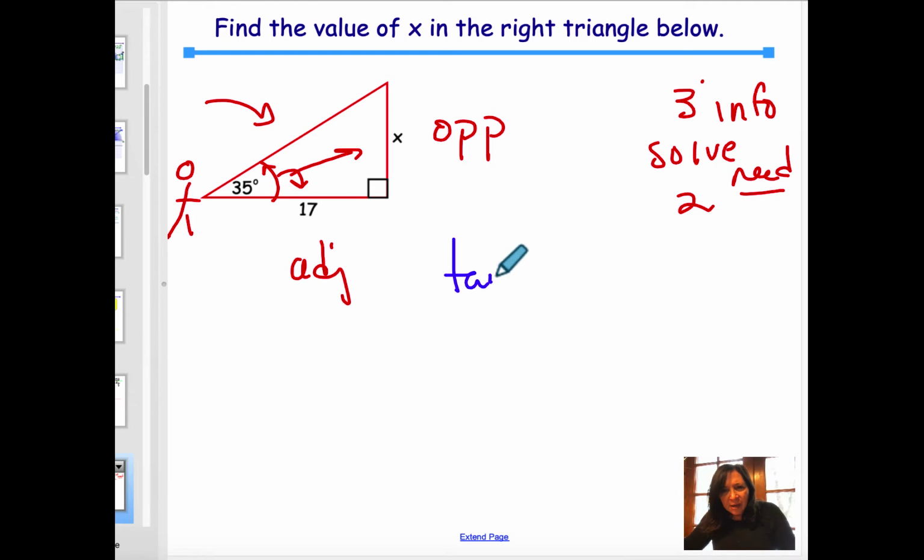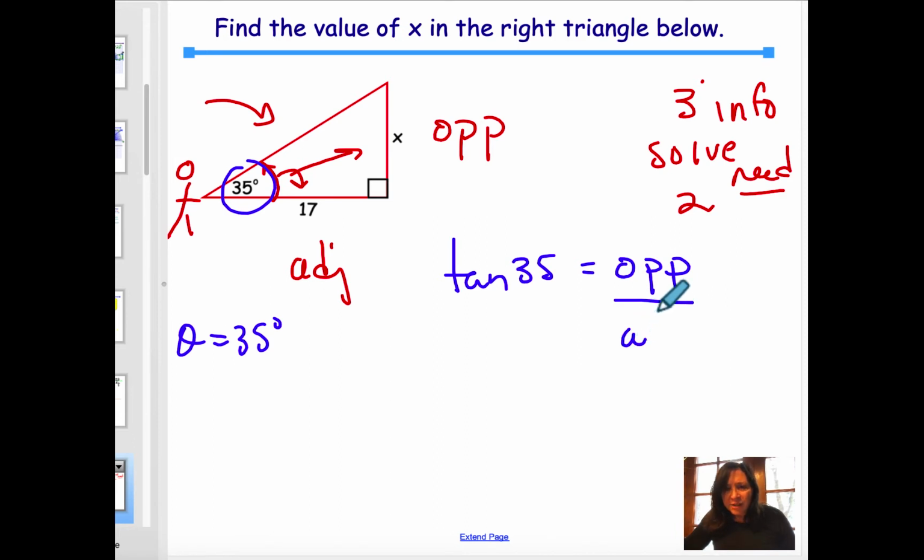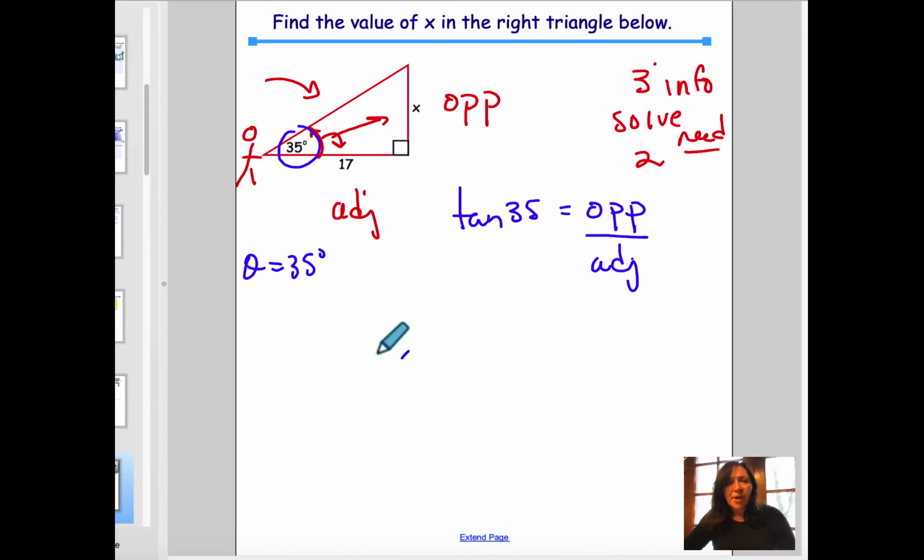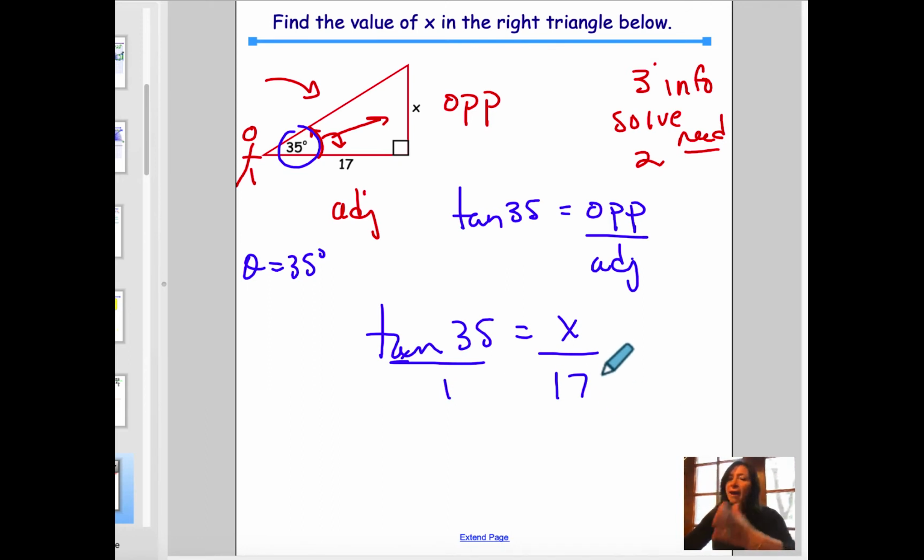So tangent of the angle, remember this angle, theta, is equal to 35 degrees. So tangent of 35 degrees is equal to the opposite side over the adjacent side, right? So you're going to say tangent of 35 degrees is equal to x over 17. And so your job is to find x. Now, if you notice too that this tangent of 35, that's one term. So I actually have one term on the left, and I'm going to put a 1 underneath that, and I have one term on the right.